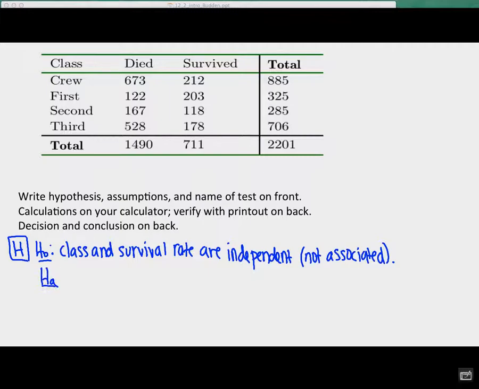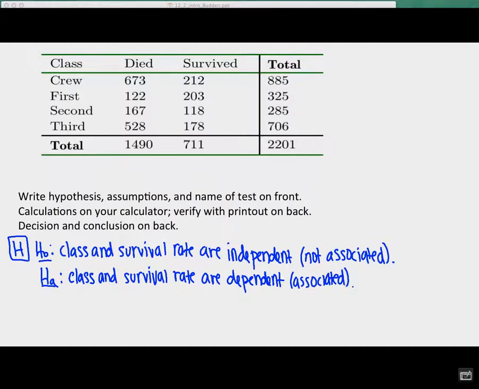Your alternative is going to be class and survival rate are dependent, or associated. You do not have to put both independent and the part in parentheses. Choose one. So say independent or say not associated. Don't say both. Okay, can we keep going?